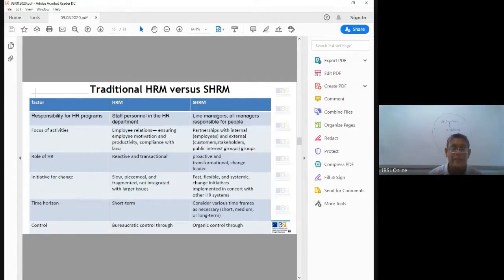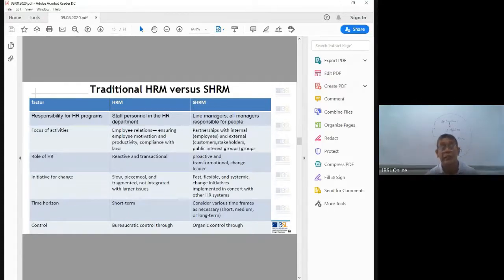Before doing strategic human resource management, we need to take proposals. That is called proactive. So strategic human resource management is proactive, whereas HR is reactive and transformation.